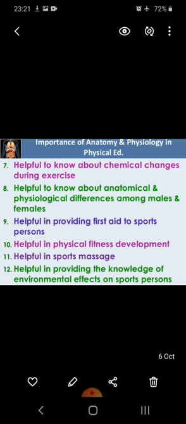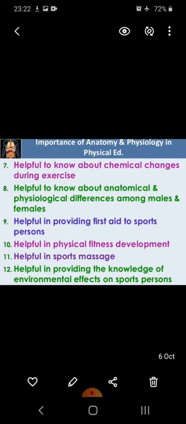Helpful in providing knowledge of environmental effects on the sports person. The knowledge of anatomy and physiology is beneficial in understanding environmental effects on the sports person. For example, the number of red blood cells increases during sports training at high altitude. Unused air sacs of the lungs become active. Heart rate and respiratory rate are also increased at such altitude. The study of such effects on a sports person is only possible through knowledge of anatomy and physiology.